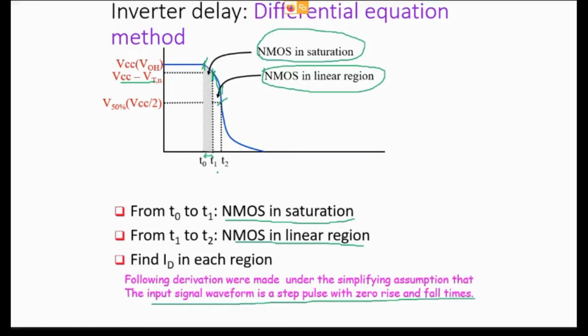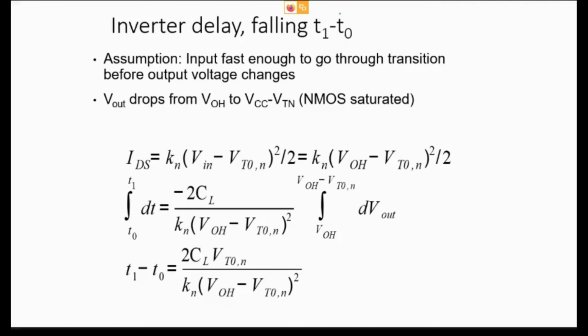First we have to calculate the delay from T naught to T1. That means when your NMOS is in saturation, we calculate the delay for that particular region, and then we will calculate it for the NMOS in the linear region. So the falling delay, when your system moves from T naught to T1 in time, will be calculated as T1 minus T naught.